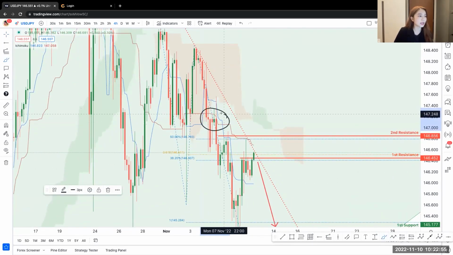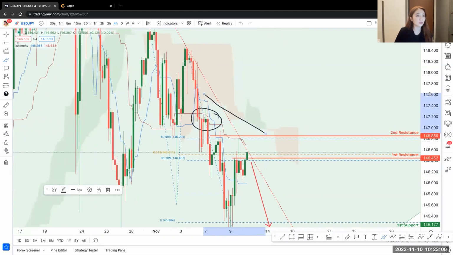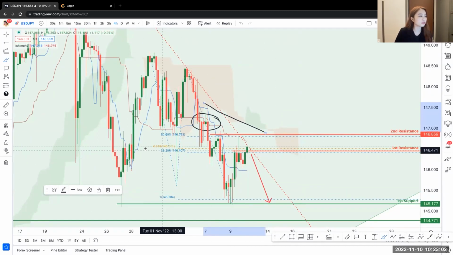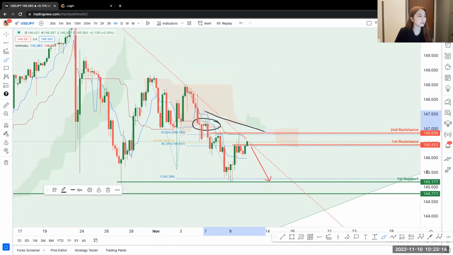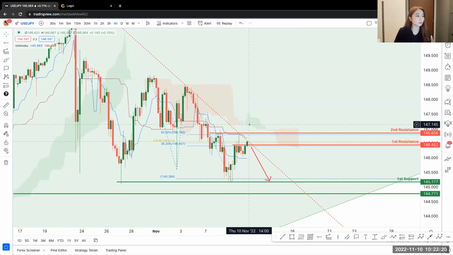We can see that there is a cross here with the price beneath the Ichimoku cloud, and we are also looking at a pretty strong resistance where there is a downward moving descending trend line. We are also looking at a possible 38.2 Fibonacci retracement as our first resistance. That is what we are currently looking at. Pretty credible for the downward movement.